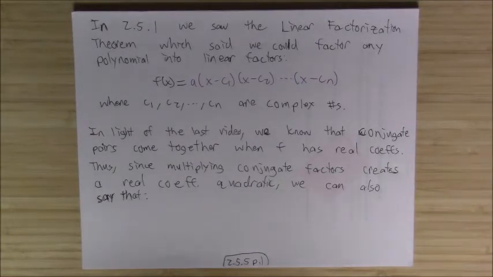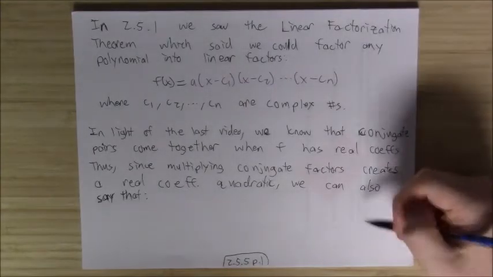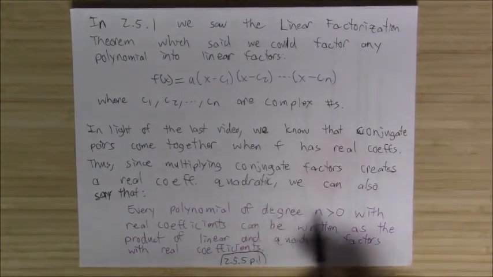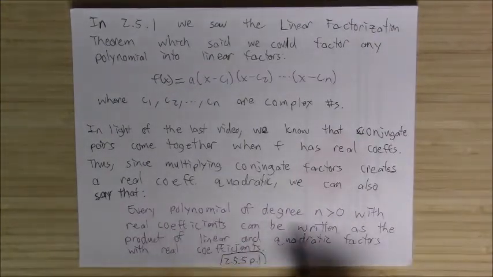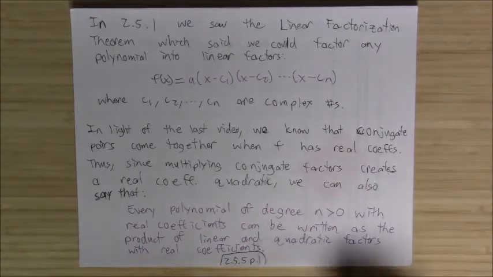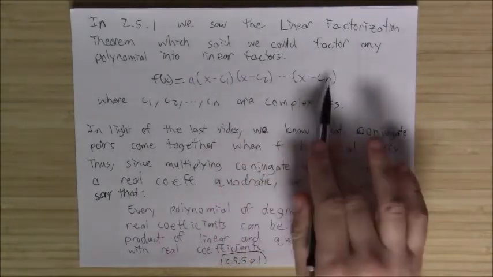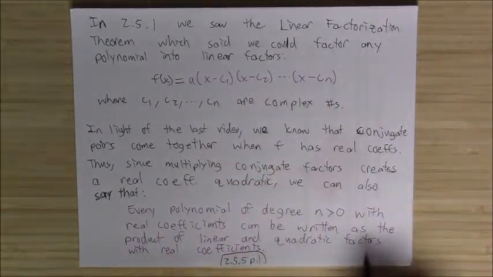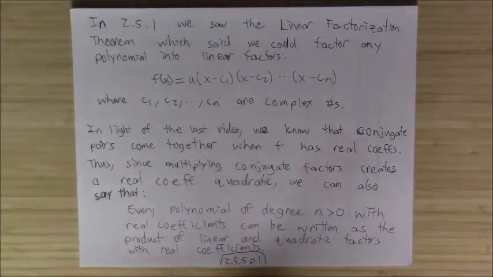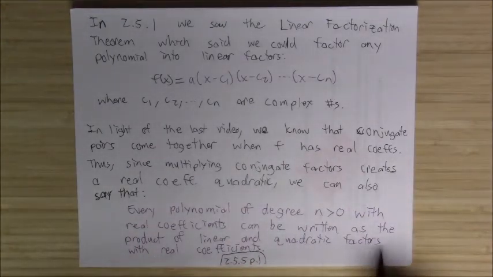In light of the last video, we also know that conjugate pairs come together when f has real coefficients. Since multiplying conjugate factors creates a real coefficient quadratic, we can also say that every polynomial of degree n greater than 0 with real coefficients can be written as a product of linear and quadratic factors with real coefficients. Namely, we can get rid of all these c's, but we might end up with some quadratic factors because all of those conjugate pairs come together to create quadratic factors with real coefficients.